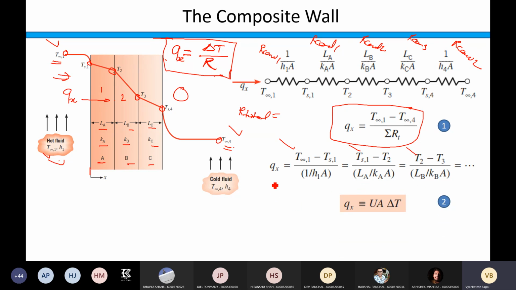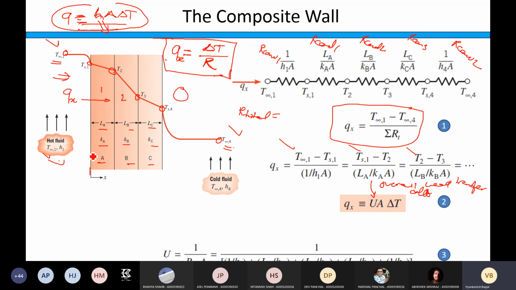This time we'll introduce the concept of the overall heat transfer coefficient. What we are trying to do is write the expression in this form: Q is equal to HA delta T. If you want to write the expression in this form, how to represent this term? That is shown here. Qx is written as UA delta T, where this U is called the overall heat transfer coefficient. Here we will take into account all the resistances offered by the composite cell.